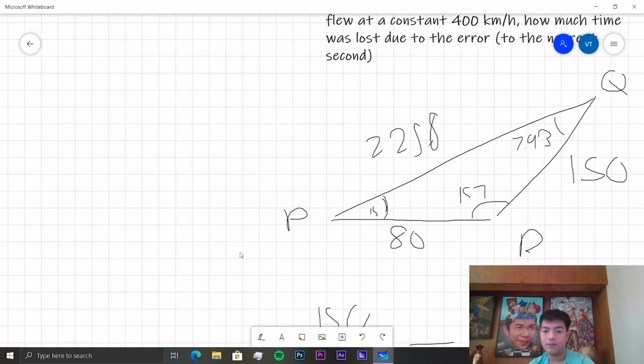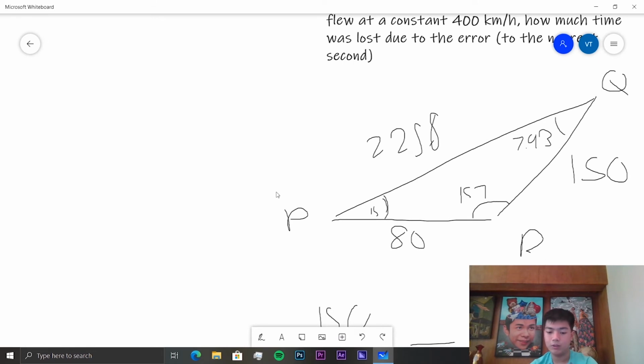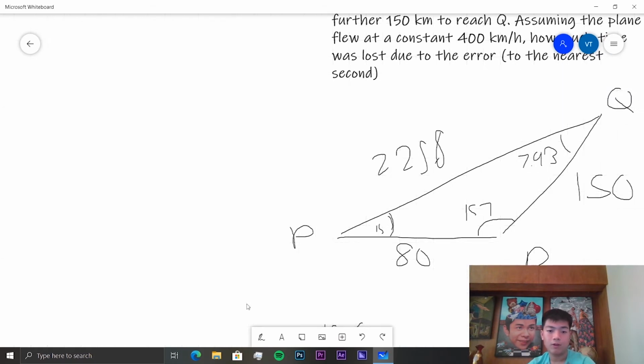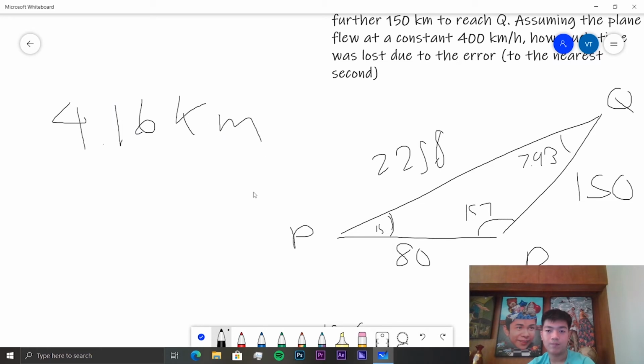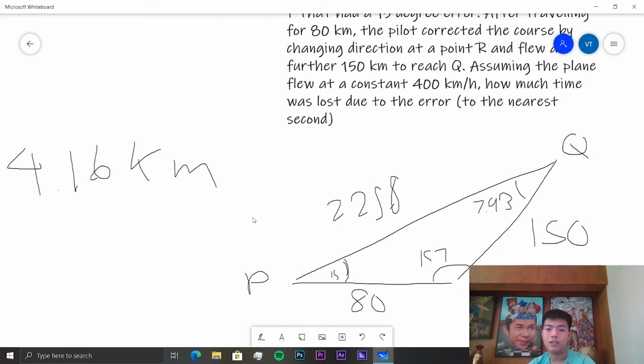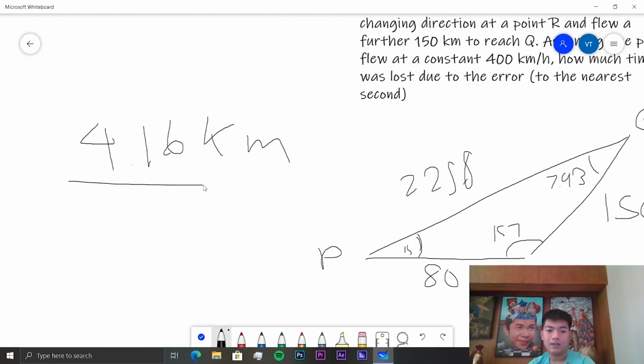So now let's get the difference in the distance between these two. So 225.8 minus 150 minus 80. And we're getting that this longer path was around 4.16 kilometers longer. So if the plane flew at 400 kilometers an hour, it would take this over 400 hours to cover that distance.